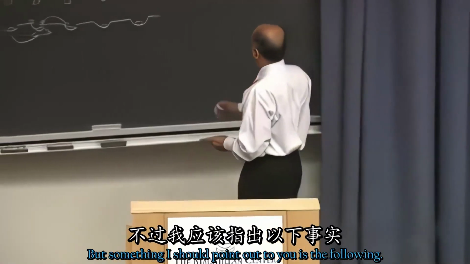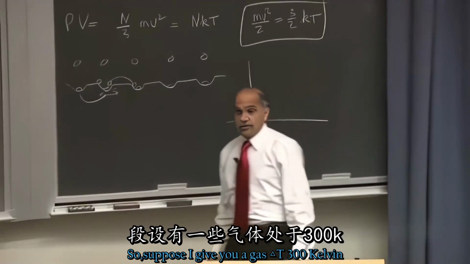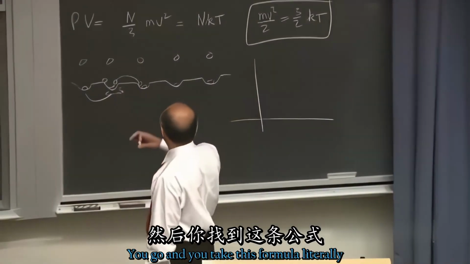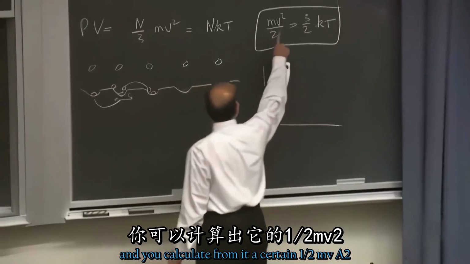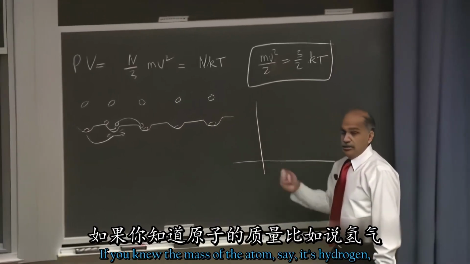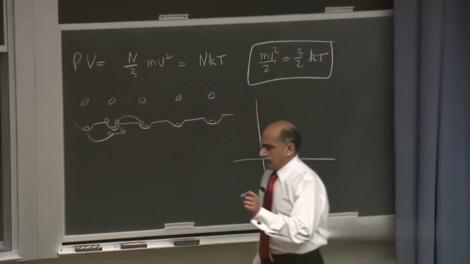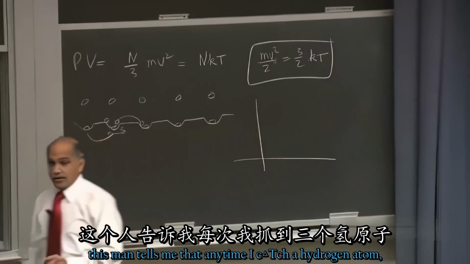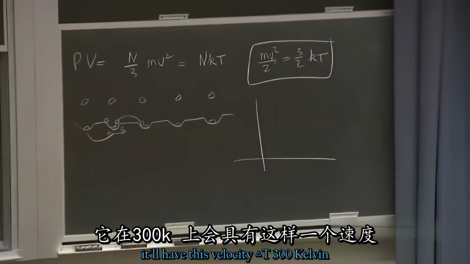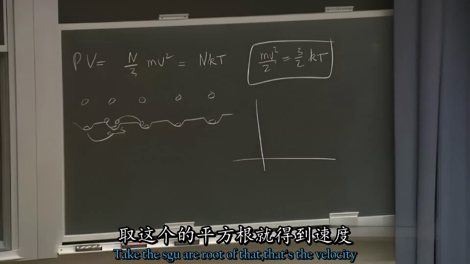But something I should point out to you is the following. Suppose I give you a gas at 300 Kelvin. You take this formula literally, and you calculate from it a certain 1/2 mv squared. If you knew the mass of the atom, say it's hydrogen, we know the mass of hydrogen, then you find the velocity, and you say, okay, this man tells me that anytime I catch a hydrogen atom, it'll have this velocity at 300 Kelvin. They have random directions, but he tells me that's the velocity squared. Take the square root of that, that's the velocity.